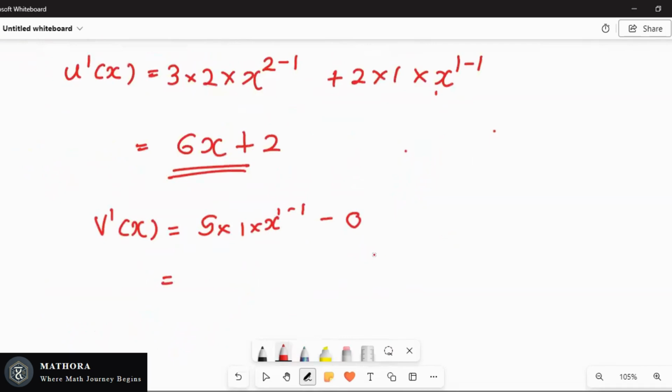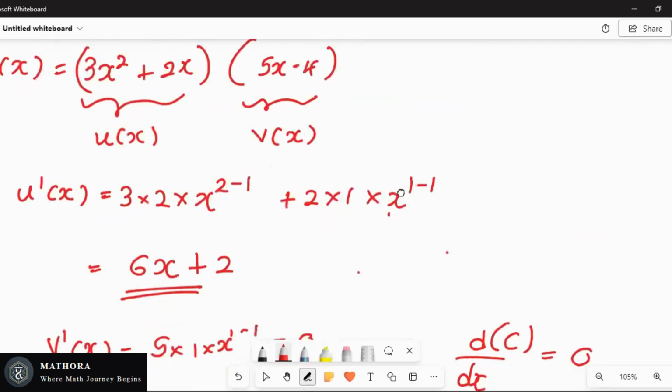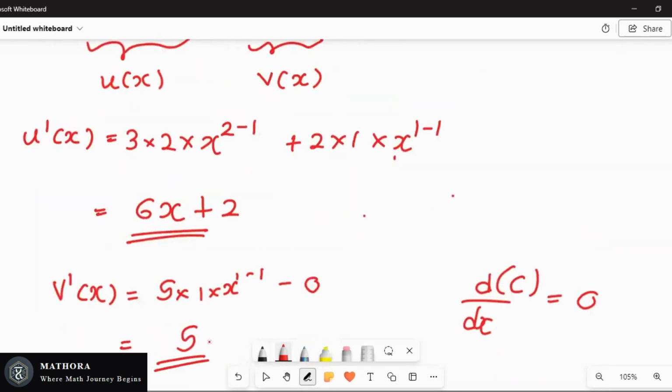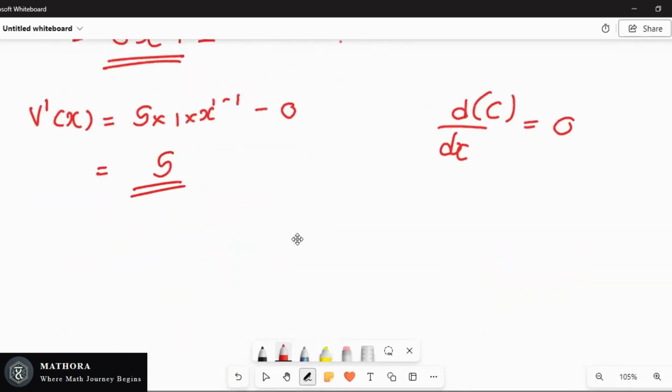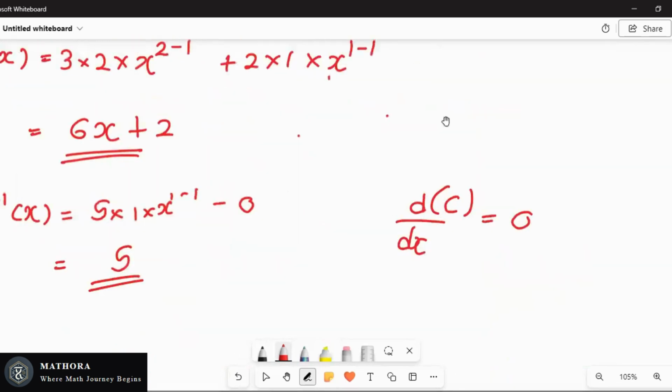Because when you are differentiating constants, like any constant number, the answer will be 0, right? So therefore, the final answer here for 5x minus 4 is simply 5, right? So now let me take all this data into one place.